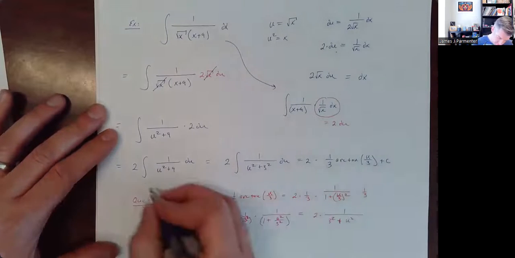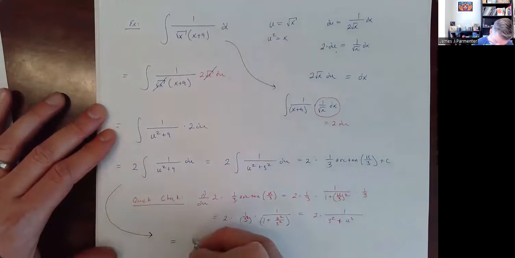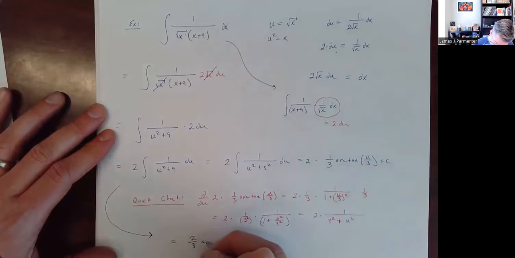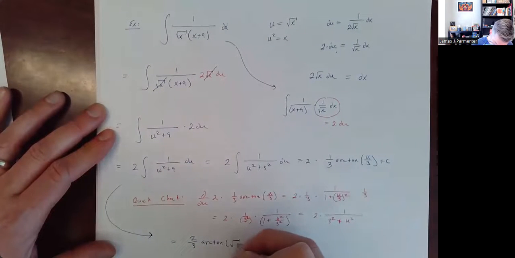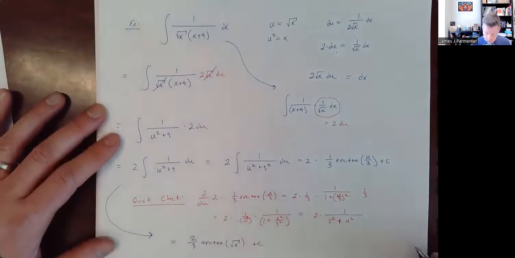And then finally, my final answer is going to be 2/3 arctangent of the square root of x. Let's see.